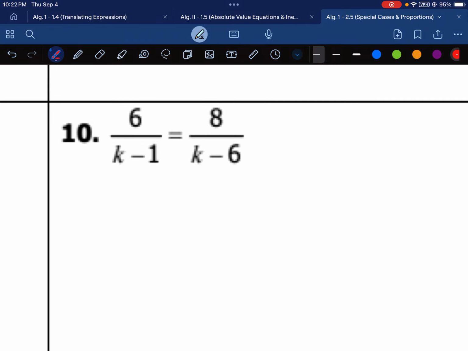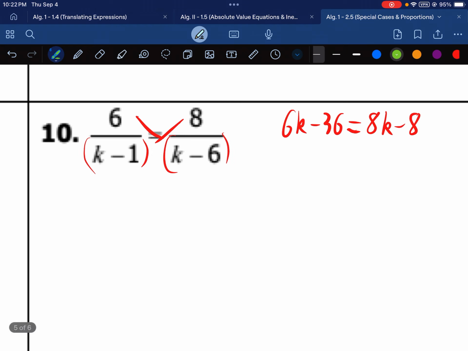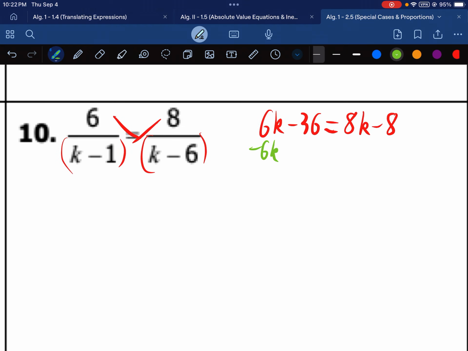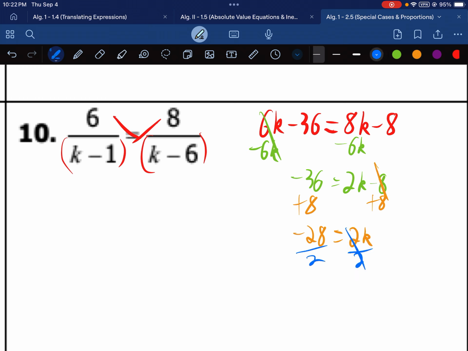Last one on this page, number 10. 6 times the diagonal of k minus 6 gives us 6k minus 36. The other diagonal, 8 times k minus 1, is 8k minus 8. Subtract 6k from both sides. Negative 36 equals 2k minus 8. Add 8 to both sides. Negative 28 equals 2k. Dividing by 2, k equals negative 14.